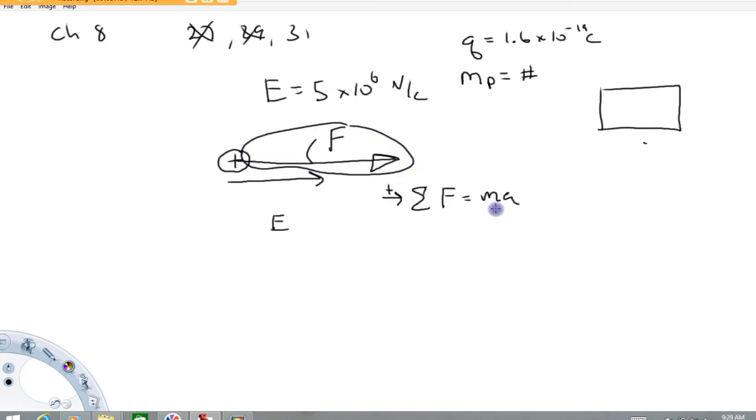equals ma. Now the million-dollar question is, how do we calculate this force? Well, the force is calculated from the electric field. Remember, the electric field is defined as force per unit charge. It's real easy to rearrange this equation. So force is equal to charge times electric field. The charge is going to be the charge of the proton. Field strength is given in the problem. And then that equals mass times acceleration. So that should be enough to get 31 done. That's a short one as well.